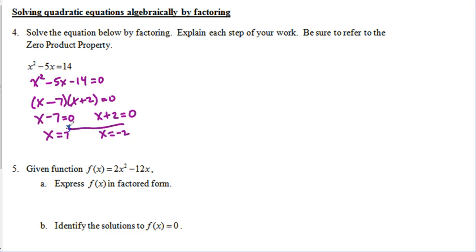Okay, so those are our two values of x that would make this true. That would basically make, in this case, the equation equal to 14. We could check that by substituting in.